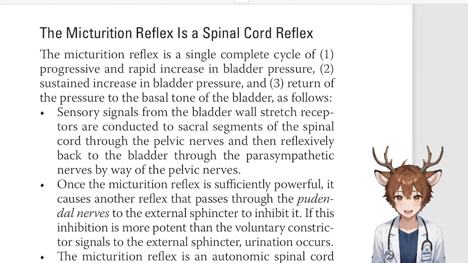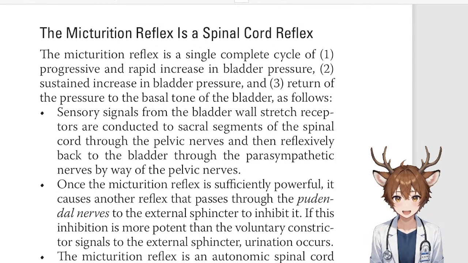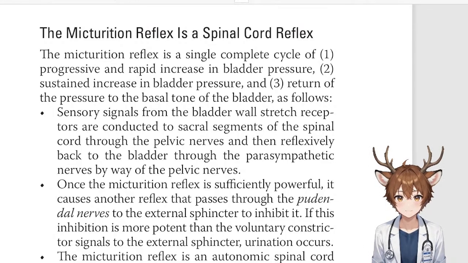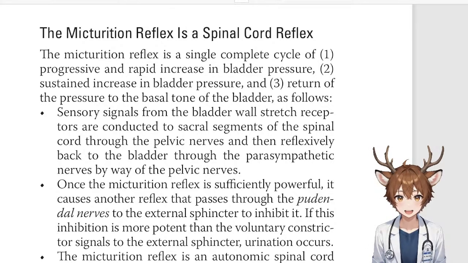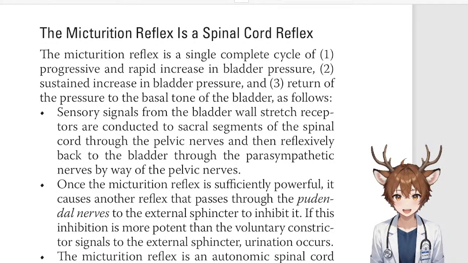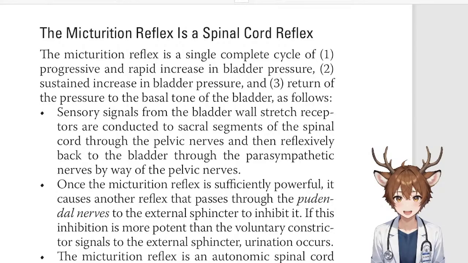The micturition reflex is a spinal cord reflex. The micturition reflex is a single complete cycle of 1. Progressive and rapid increase in bladder pressure, 2. Sustained increase in bladder pressure, and 3. Return of the pressure to the basal tone of the bladder, as follows.